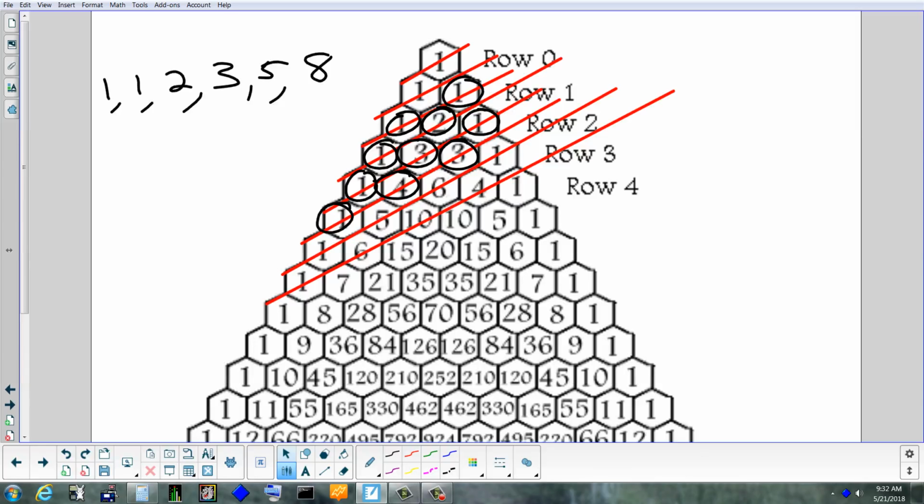But for now, I just wanted to show you that if you just add those diagonals up, the Fibonacci sequence kind of pops out of that. What would be really difficult is proving why. Why does that happen? That's a little deeper question.